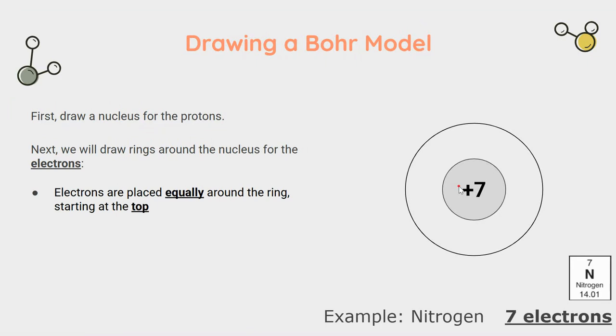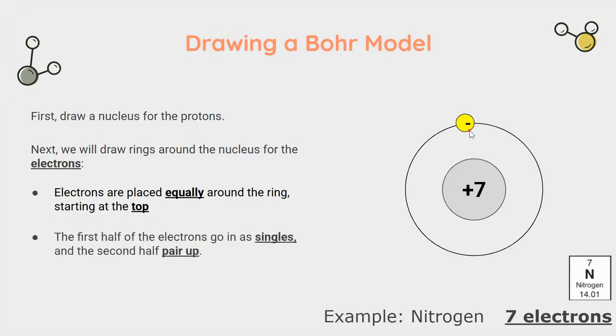Now first, we want to start placing electrons equally around the ring, starting at the top. We'll put 1 electron right here. Now here's the weird rule. The first half of any ring, the electrons go in as singles, and the second half will pair up. Because the first ring can only hold 2 electrons, the first goes as a single, and the second immediately pairs. This first ring is now full. But I still need to place 5 more electrons for nitrogen.